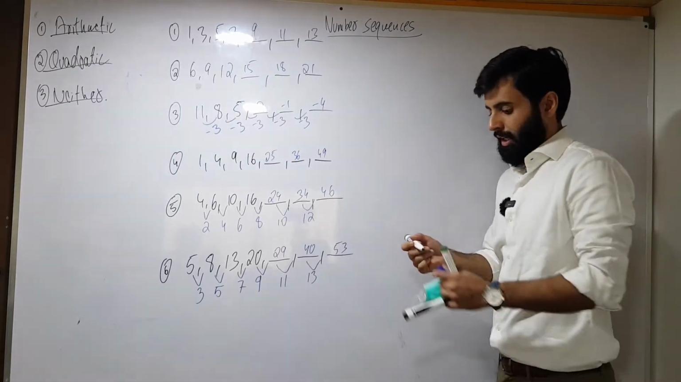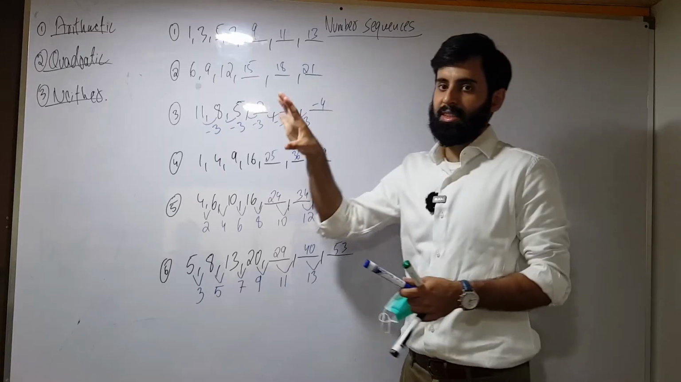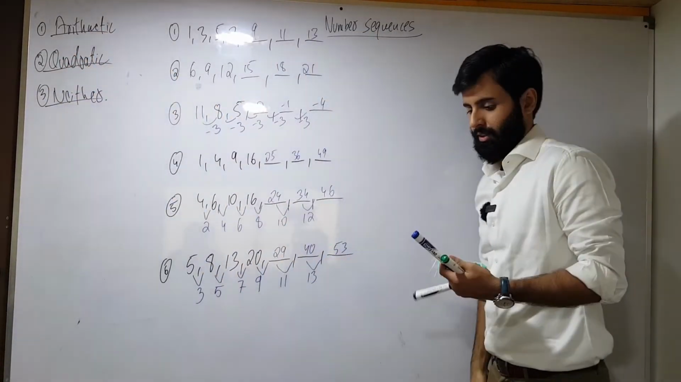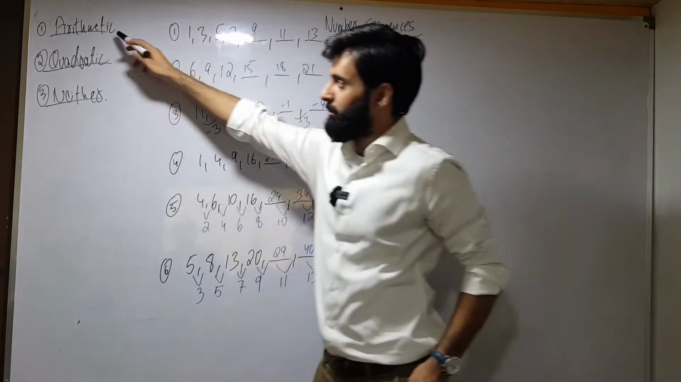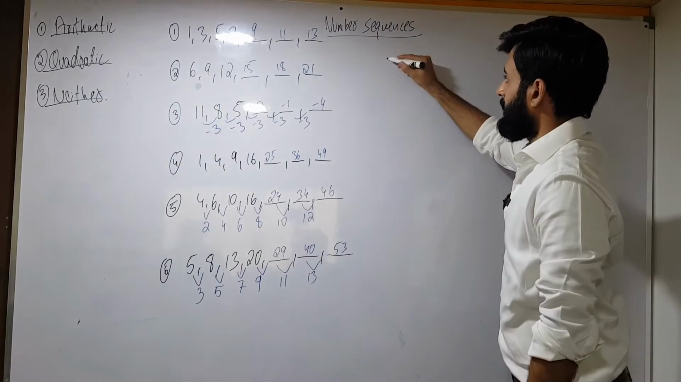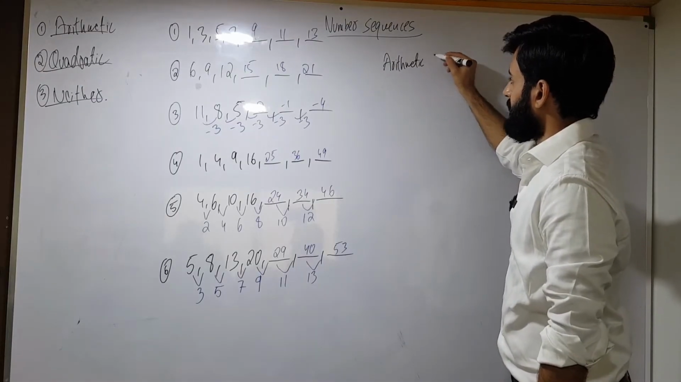ठीक है. अच्छा, अब इसमें से कुछ सीक्वेंसेस ऐसी हैं जो कि अरिथमेटिक सीक्वेंस हैं और कुछ ऐसी हैं जो कि क्वाड्रेटिक सीक्वेंस हैं. अब we're going to study both of them, what they are, and then we're going to decide which one is which. ठीक है. So let's first discuss an arithmetic sequence.